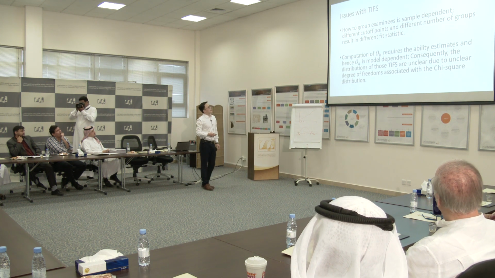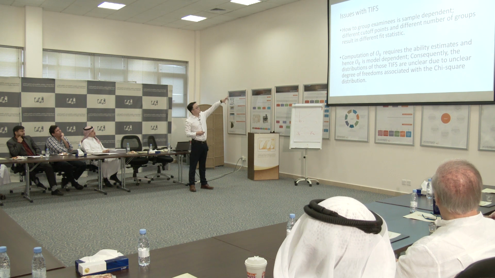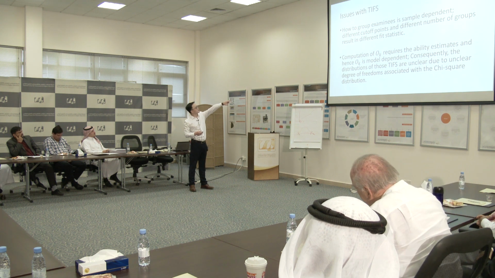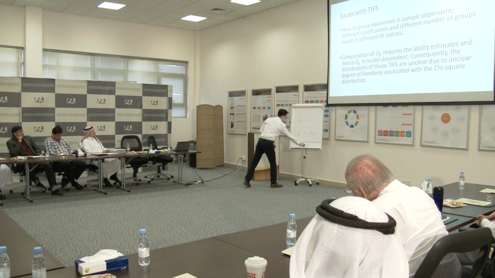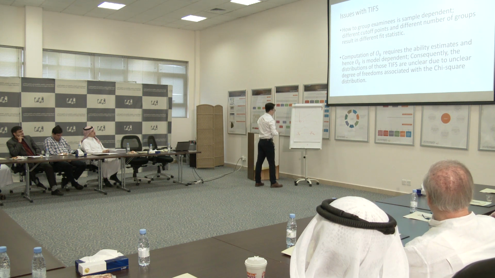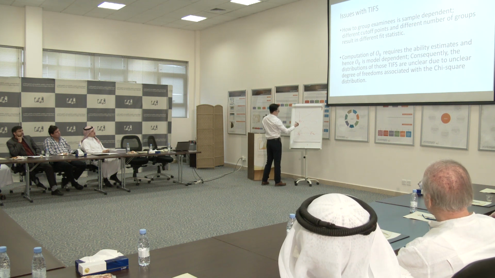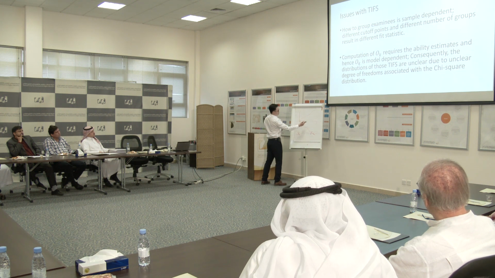And another is the computation of O sub k. This is your observed probability of getting the item right. It requires the ability estimates, and hence this O sub k is model dependent. Let me try to explain this a little bit better. So imagine we divided our ability continuum into 10 intervals.